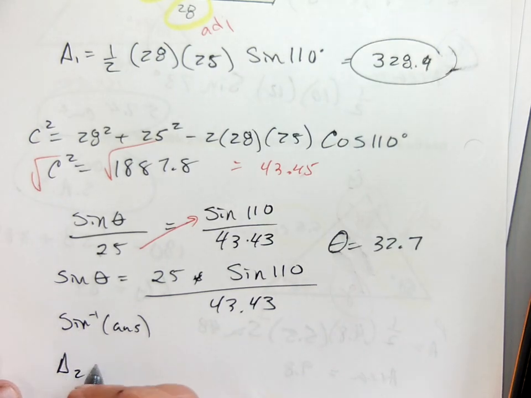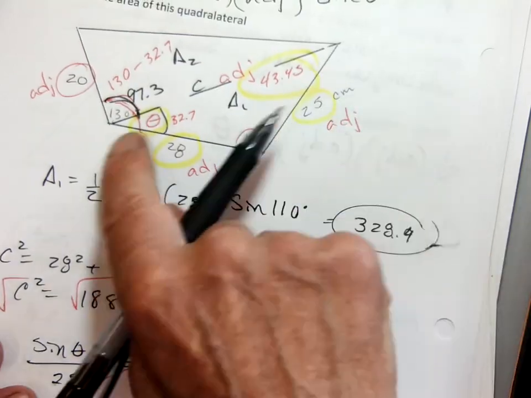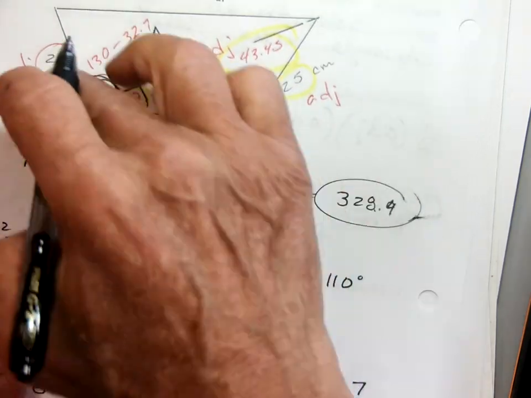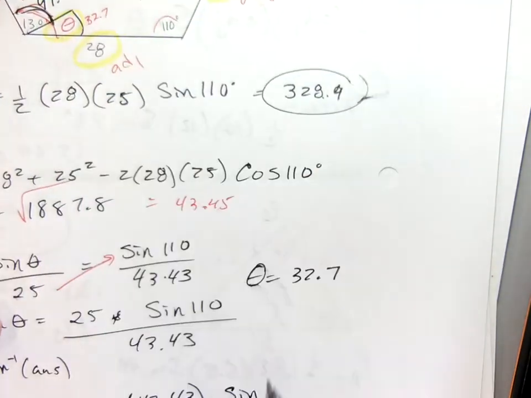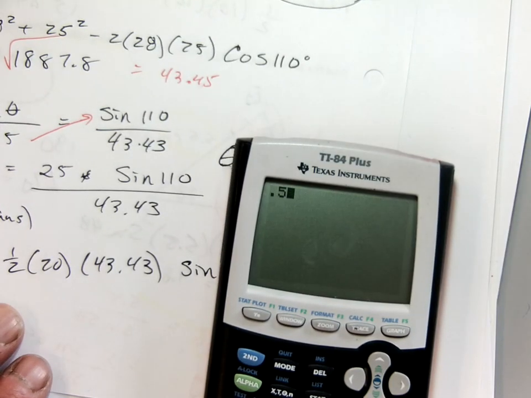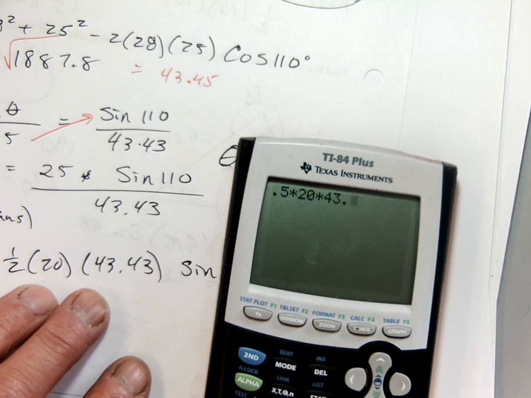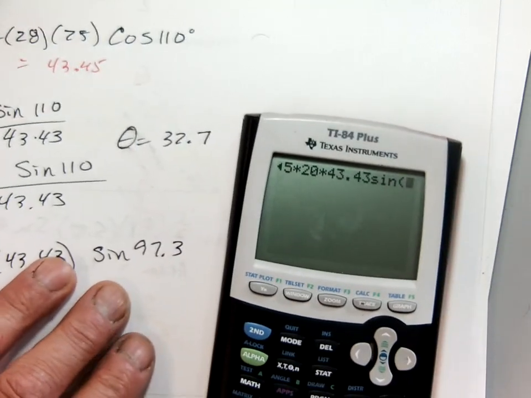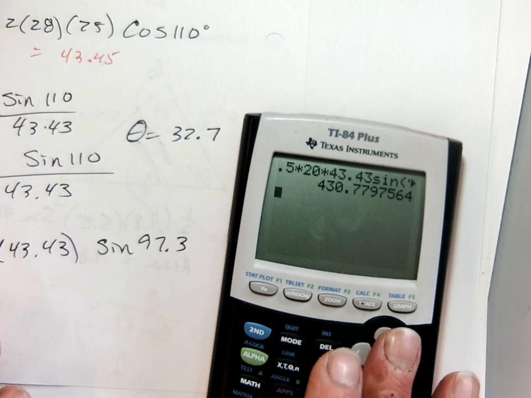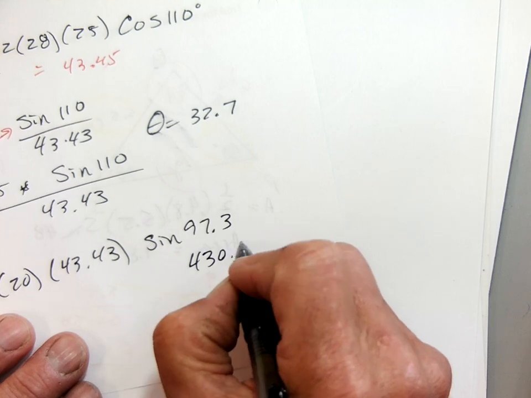So triangle 2, the area is 1/2 my adjacent, which is 20, my other adjacent, which I found, was 43.43, times the sine of the inclusive angle, 97.3. Okay, so check it out. Let's do this, okay? 0.5 times 20 times 43.43 times the sine of 97.3, and I get an answer of about 430.8. 430.8, and that's triangle 2.